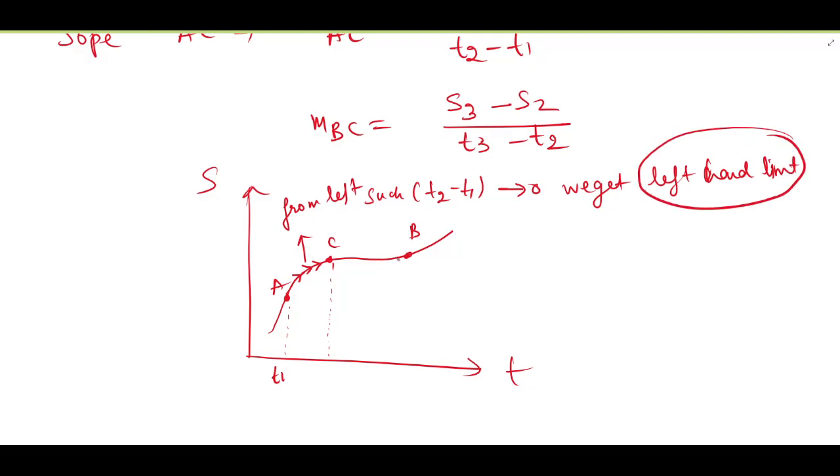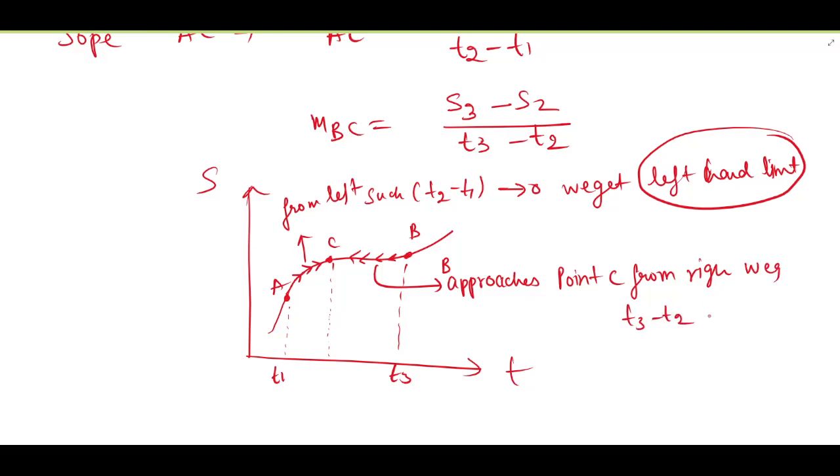Similarly, this is t3, and if point B approaches point C from the right, then t3 minus t2 approaches 0, and we get the right hand limit.